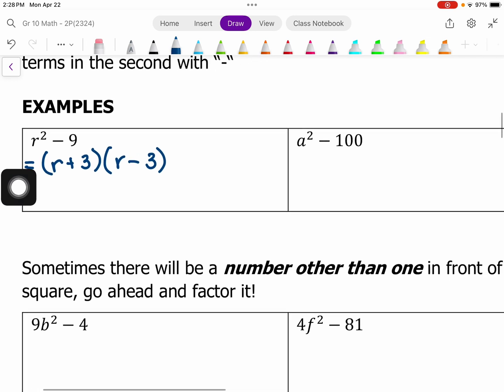Our next one is a squared minus 100. The square root of a squared is a, and the square root of 100 is 10. So I have a and 10, and then one needs to be a plus 10 and the other a minus 10.